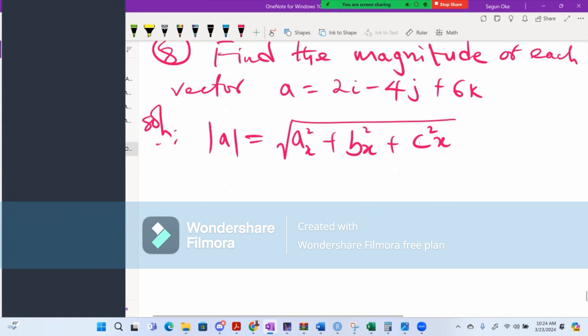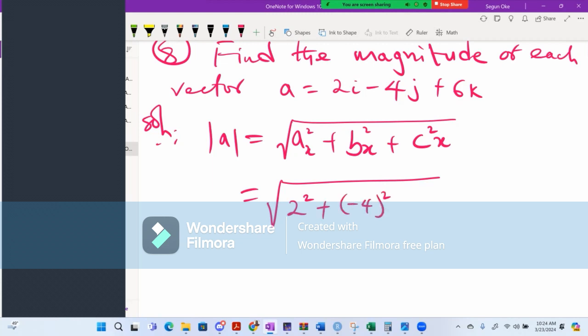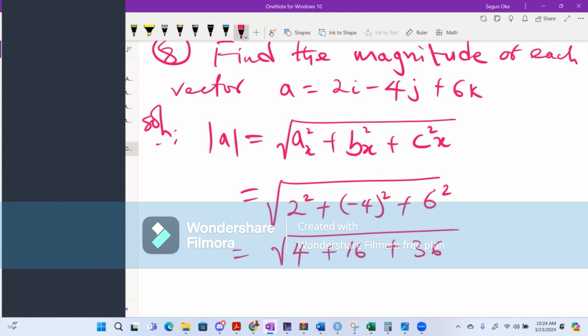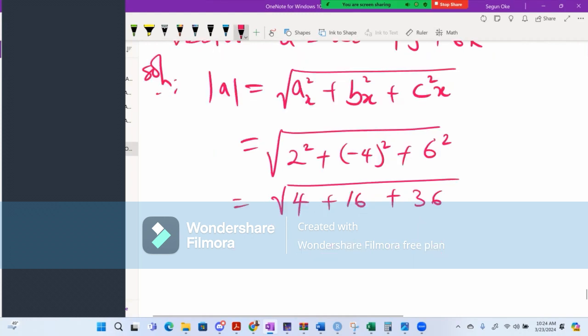So we have our A, we have the square root of 2 squared plus (minus 4) squared. Always put it in brackets so that you will not confuse yourself. Plus 6 squared. Since you have the negative, that's why I put it in brackets. This is 4. Negative 4 squared will give you 16. This is 36. When you add everything together, you will have 56.